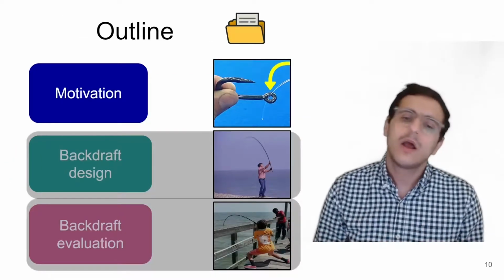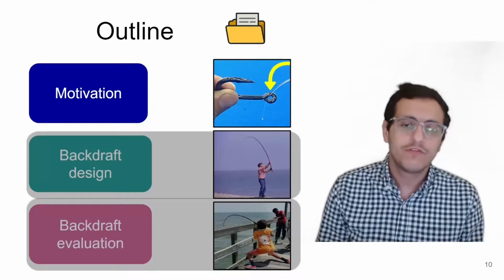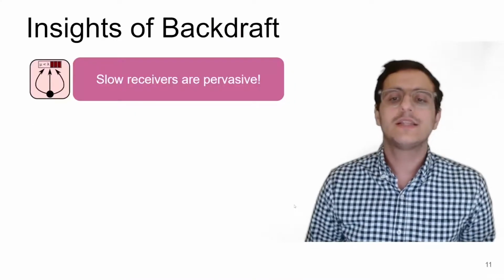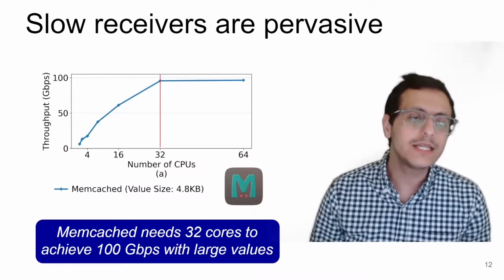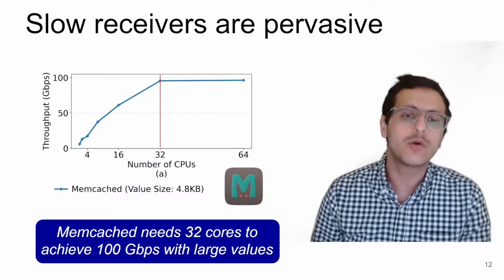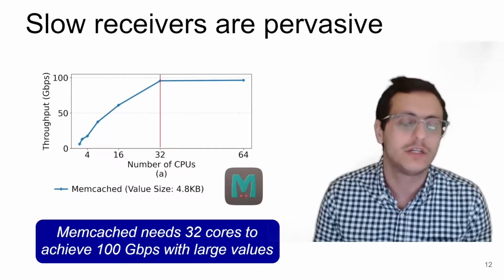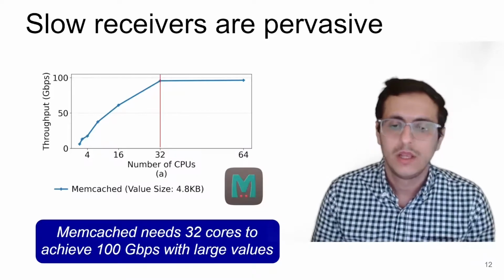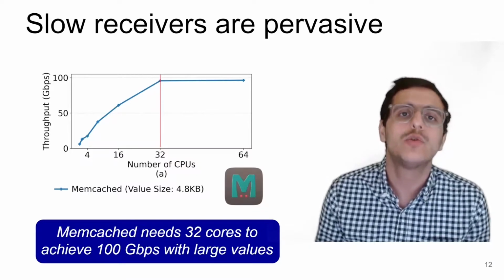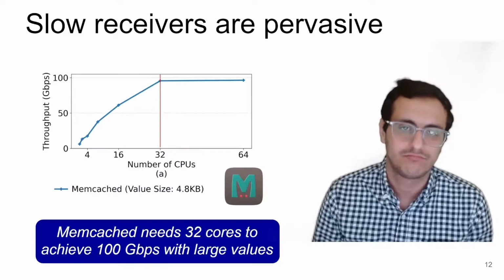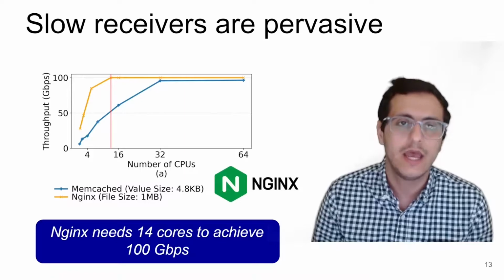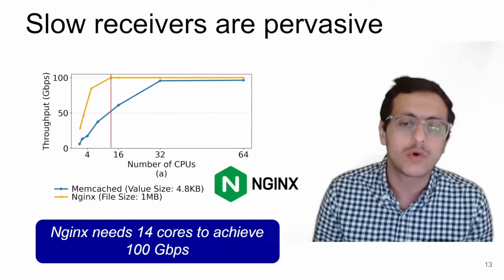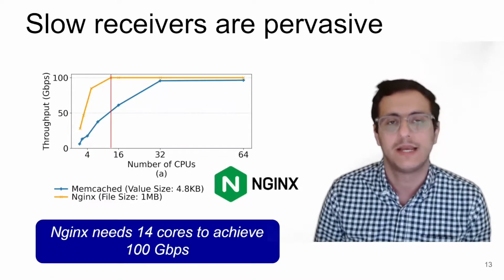And with that, I'm going to move to the motivation behind Backdraft. Insights of Backdraft. Slow receivers are pervasive. We conducted an experiment to understand how many cores memcached requires to achieve 100 gigabit per second. It turns out that it requires 32 cores to be able to do this. We repeated a similar experiment with NGINX, and NGINX requires 16 cores to achieve 100 gigabit per second.